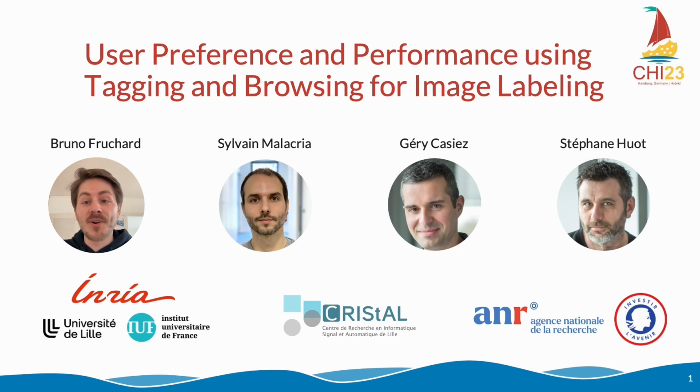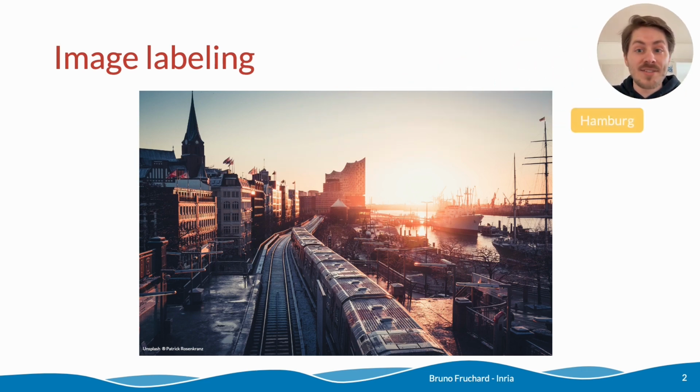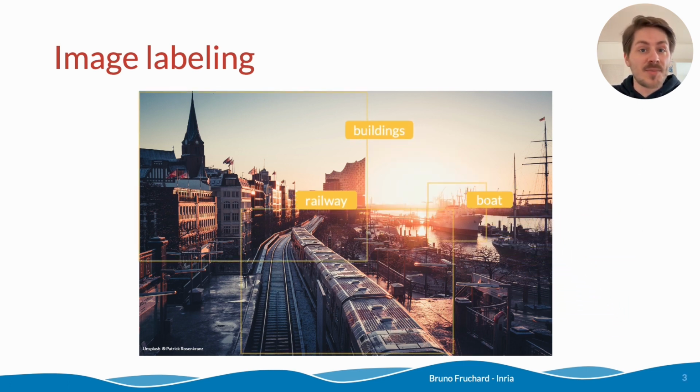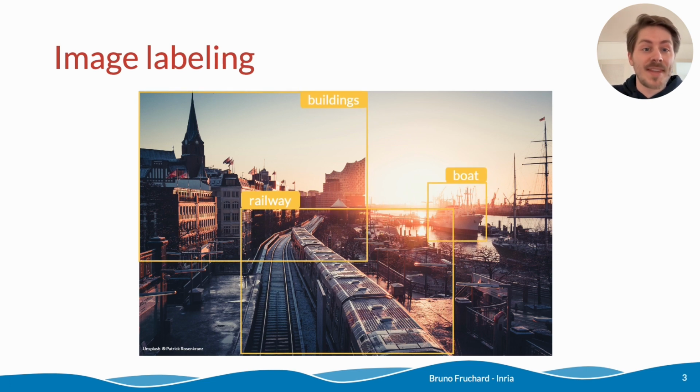I represent our work on the user preference and performance using tagging and browsing for image labeling. Image labeling consists in associating images with a list of labels describing its features or the concepts it represents. Images are often labeled manually to categorize contents and easily navigate and retrieve it. Labels can also provide ground-truth data to train supervised machine learning algorithms. In this scenario, they are associated to areas of the images or video frames to provide more descriptive power.